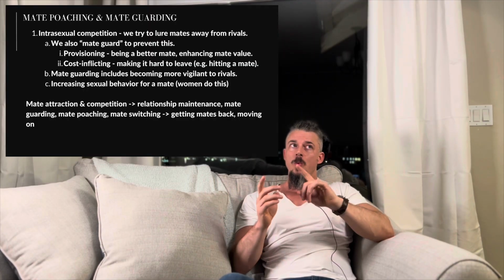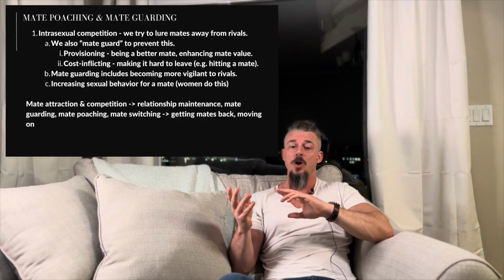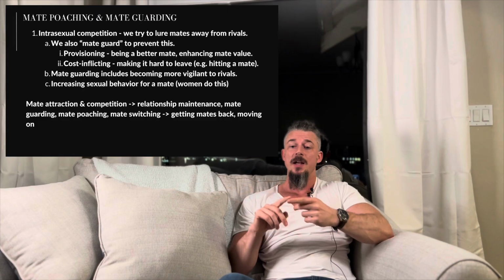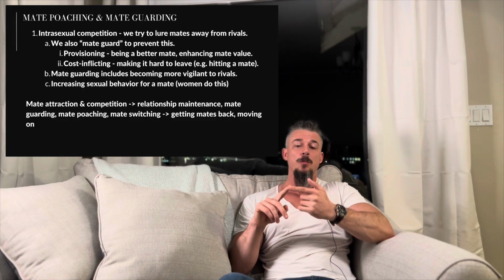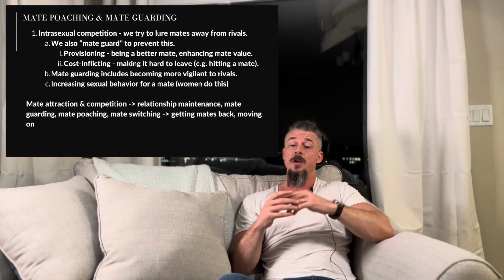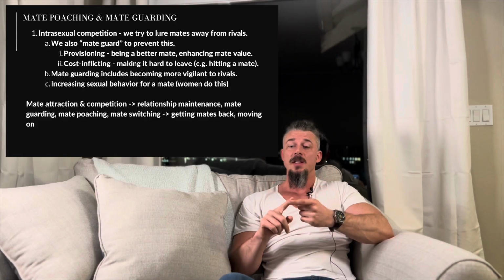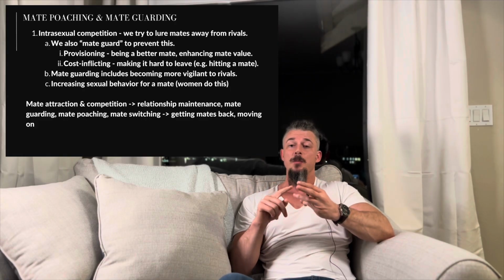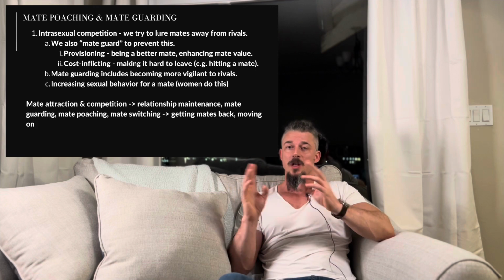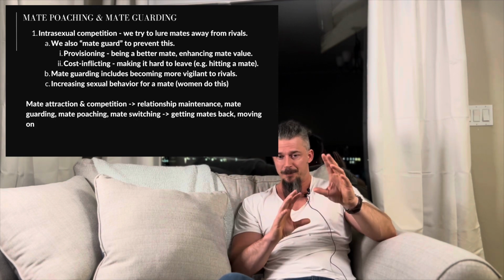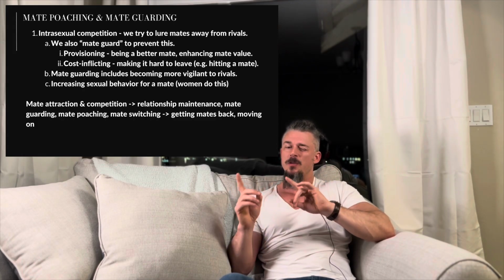Okay, so one way that we guard mates is provisioning, right? Benefit-enhancing mate guarding. That's simply being a better mate, right? Being there physically, protecting, enhancing your own mate value, providing more resources, et cetera. On the other hand, there are cost-inflicting mate retention strategies, making it hard to leave physically, right? Intimidating them. People hit their mates so that they don't cheat, or put a burqa on them or whatever so that other people can't see. They sequester them. So mate guarding also includes adaptations where men become more vigilant to rivals.